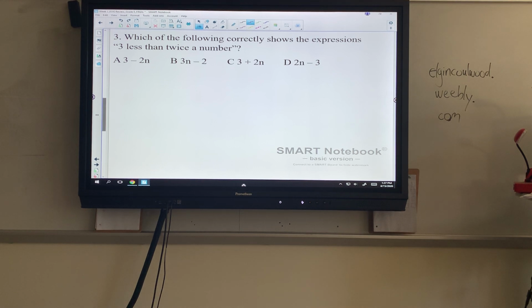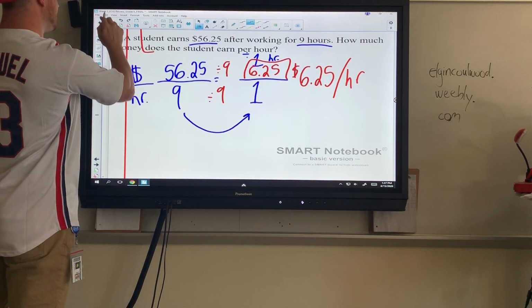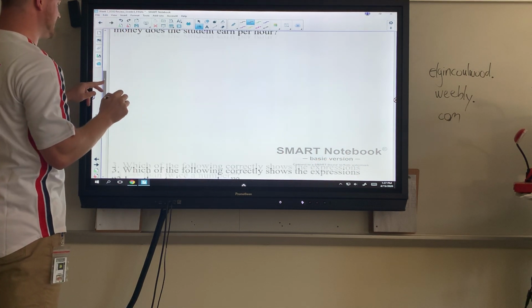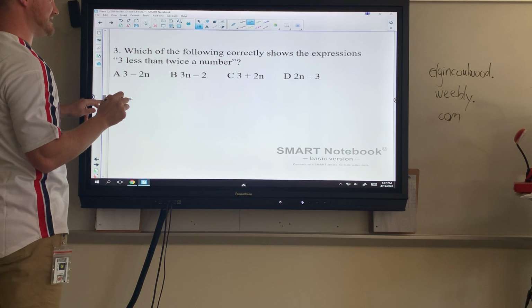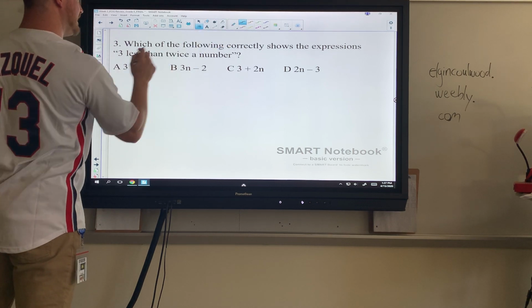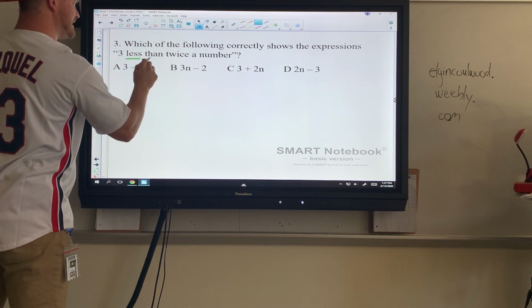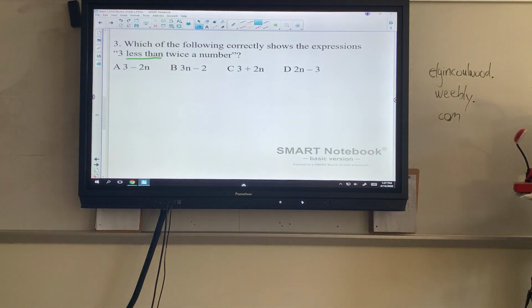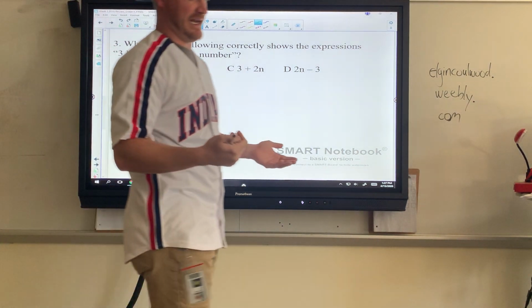Number 3, a lot of mistakes here throughout the year. These number sentences get mixed up a lot whenever we see this less than. So you got to take a step back, ignore that mess up. Take a step back and ask yourself what it's actually asking. When something is less than something, just ask yourself a question. What's 1 less than 10?